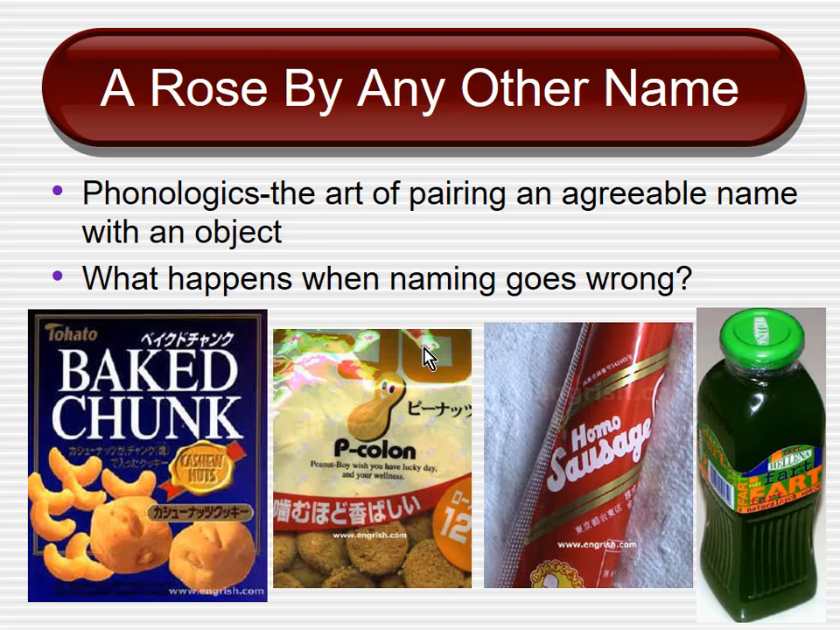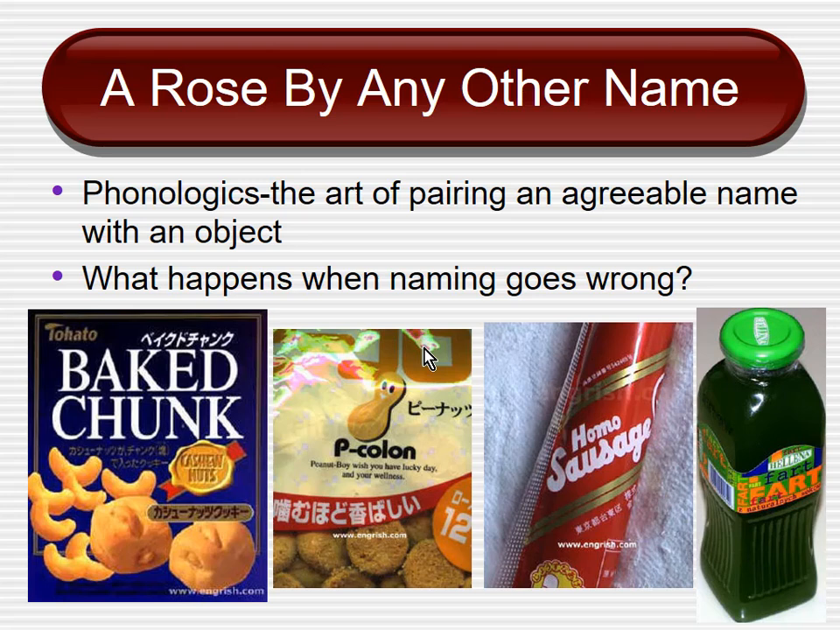For example, the first one, baked chunk. It's a cashew cookie or cracker, okay? But baked chunk just doesn't sound very appealing. P colon. It's a peanut cookie. But P colon reminds us of digestion. We really don't want to put peanuts and digestion together when thinking about a cookie, right?